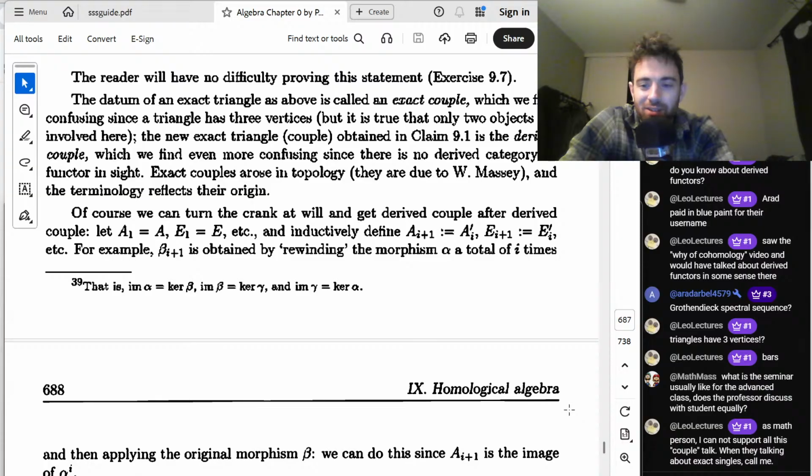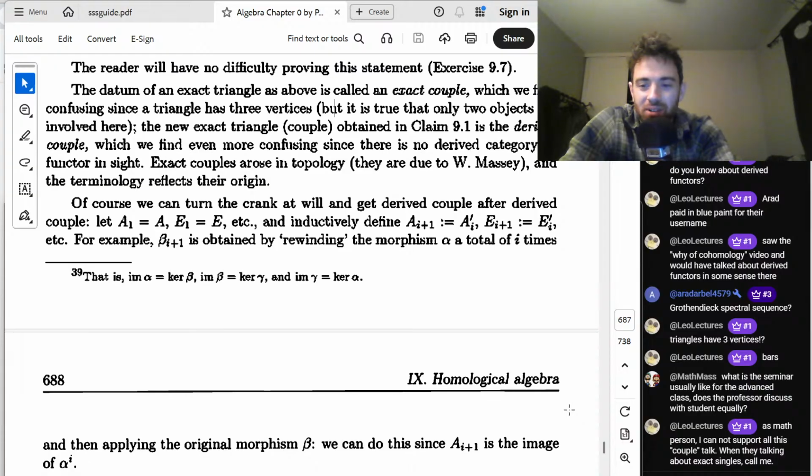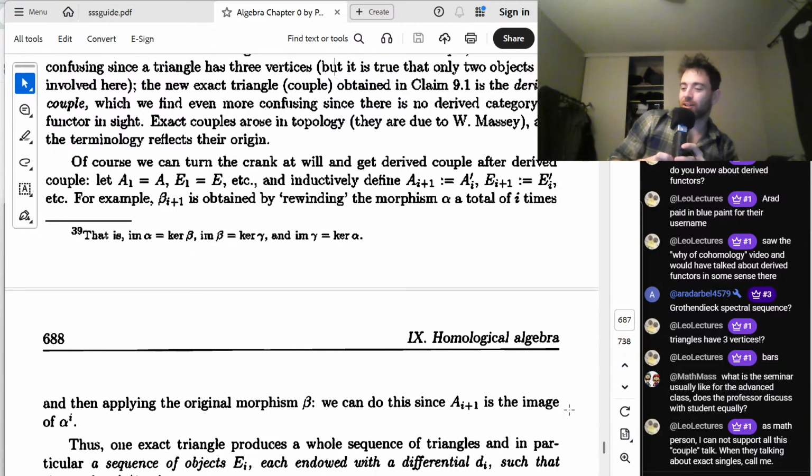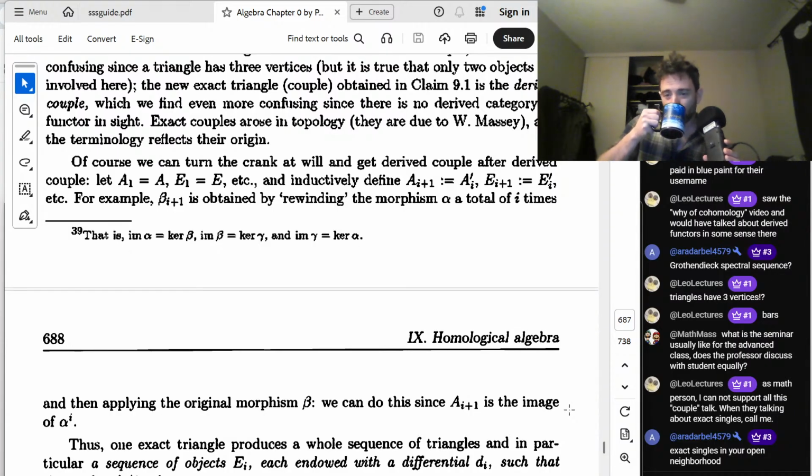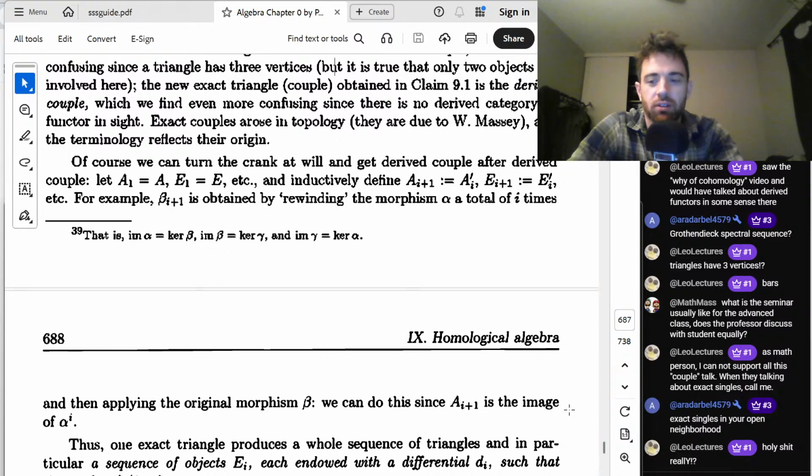As a math person, you can't support all this couple talk. When they're talking about exact singles, call me. Yeah, I've been thinking, I'm like, oh yeah, definitely got some ammo for some Valentine's Day one-liners here. Hey girl, you into spectral sequences? Because I think we would make an exact couple. Exact singles in your open neighborhood. My neighborhood's clopen all the time. Where's the link?